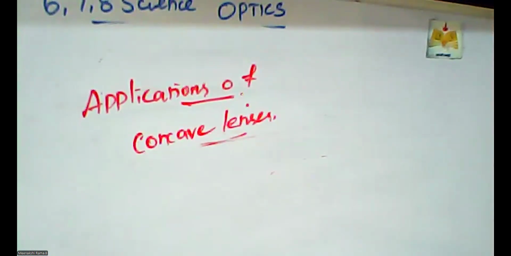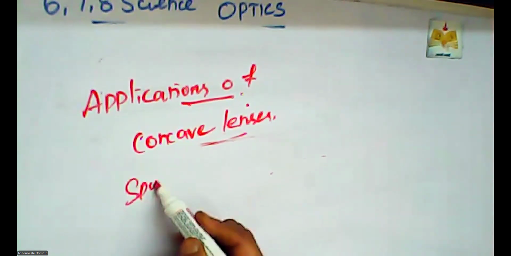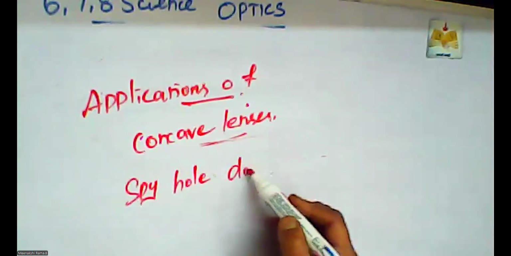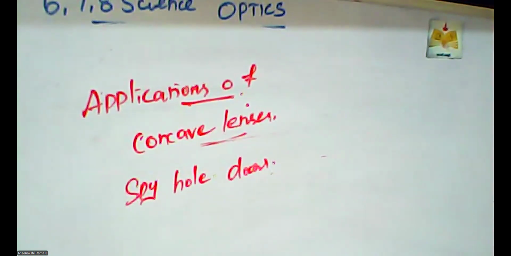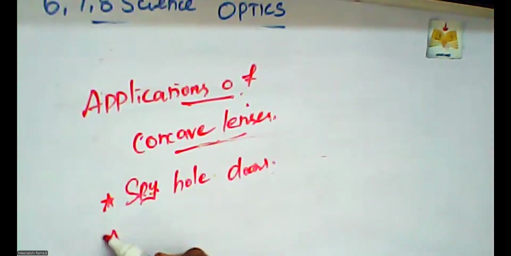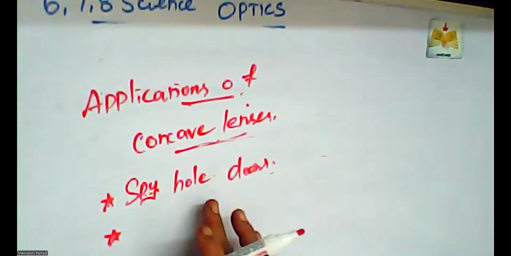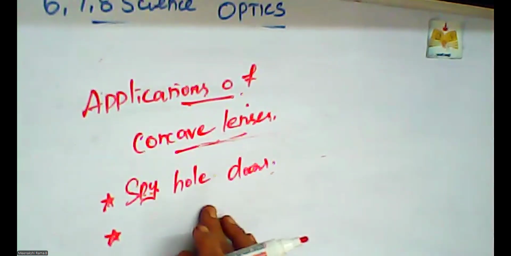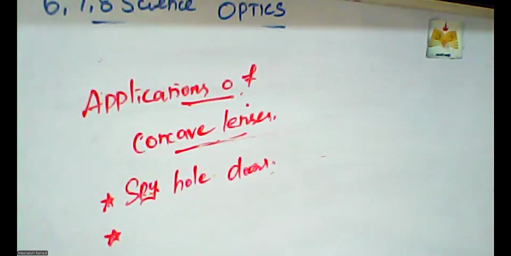The first one is that concave lenses are used in telescopes and spy hole doors. In our houses, we use a small lens fixed into our entrance door. A concave lens is used there. This is very helpful to identify an unknown person coming in front of our door, because we can get a clear picture with the help of the concave lens fixed in the entrance door.